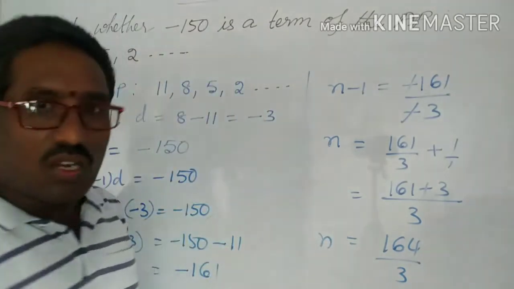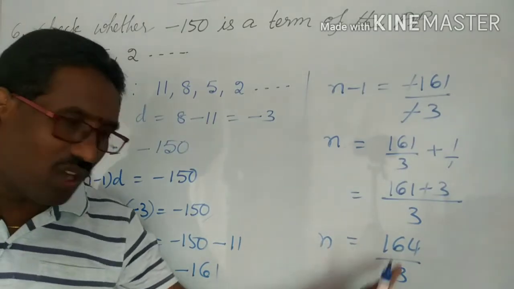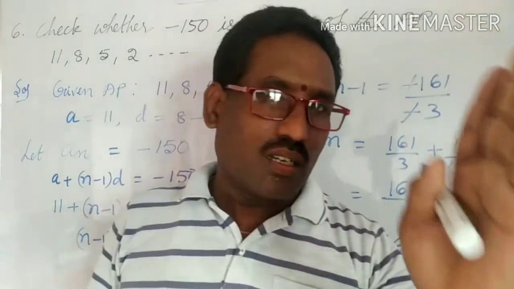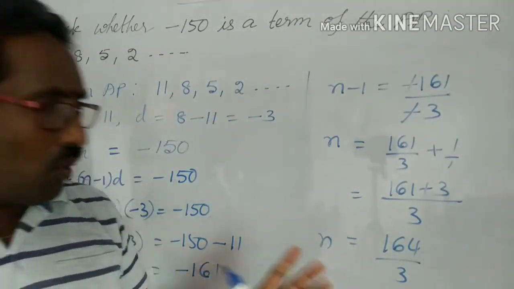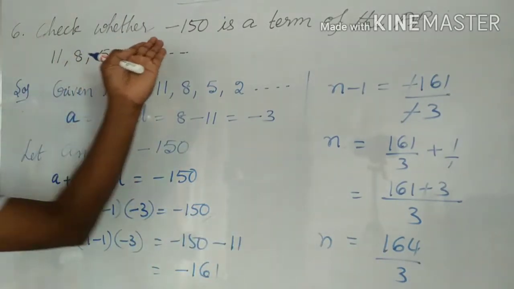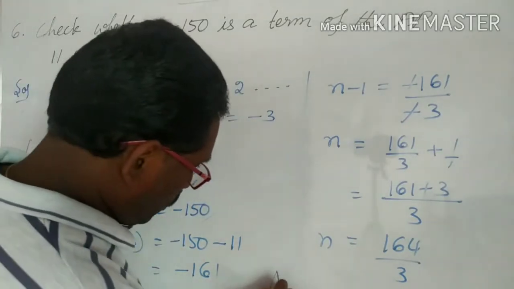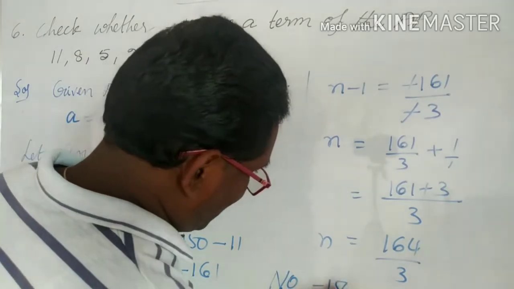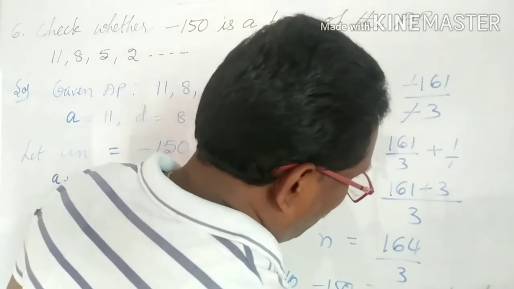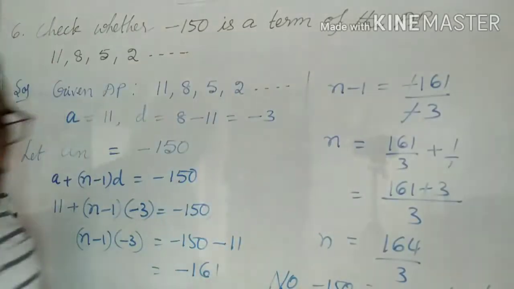N is equal to how much did you get? 164 by 3. Which term of the AP? We got a fraction. The number of terms should always be a positive number, but here a fraction came. Therefore, is minus 150 a term of the AP? No. Minus 150 is not a term of the AP. Write it down.